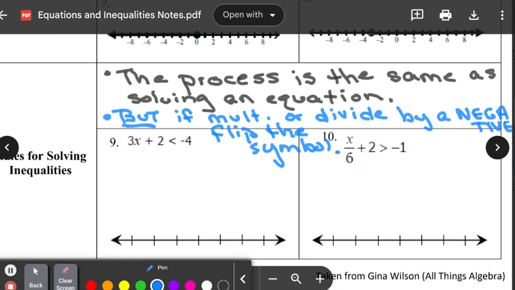So the process of solving an inequality is the same as solving an equation. Just like everything in math, there's always what seems to be an exception. But if we multiply or divide by a negative, we have to flip the symbol. So if you haven't written this down yet, please pause the video and write it because I am going to erase it.